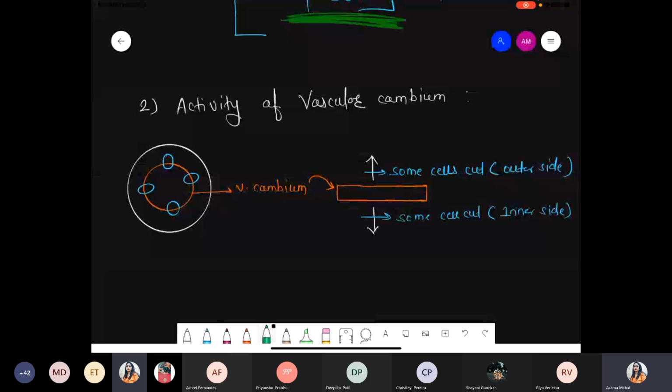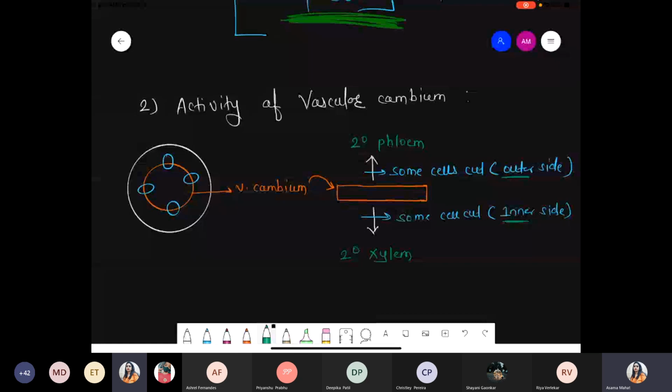After the cutting, now they form outer side cells, right? Please underline. Outer side cells can form secondary phloem, and inner side cells can now form secondary xylem. Listen, first the vascular cambium is formed after the joining of the intrafascicular and the interfascicular cambium.